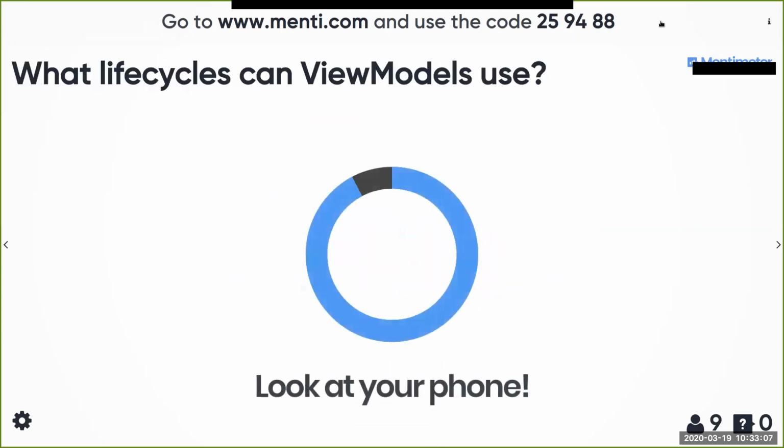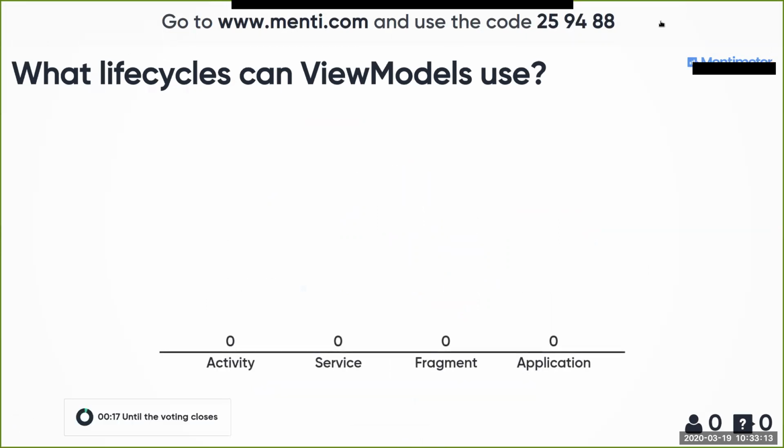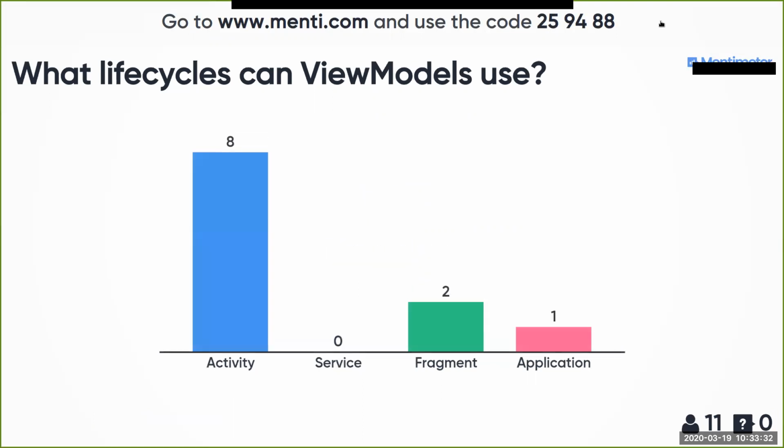That is the first section on view models. So what lifecycles can view models use? Both activity and fragment are correct here. Service doesn't really have a lifecycle in that regard that can be used with view models, and you cannot use it with an application because it's supposed to be tied to activities and fragments. So really the only things that can have view models attached to them are activities and fragments.